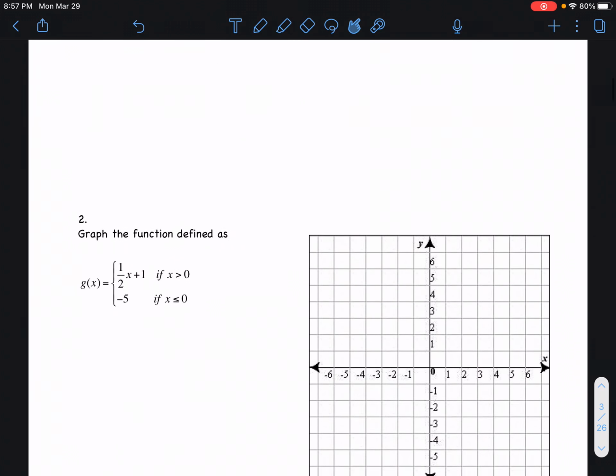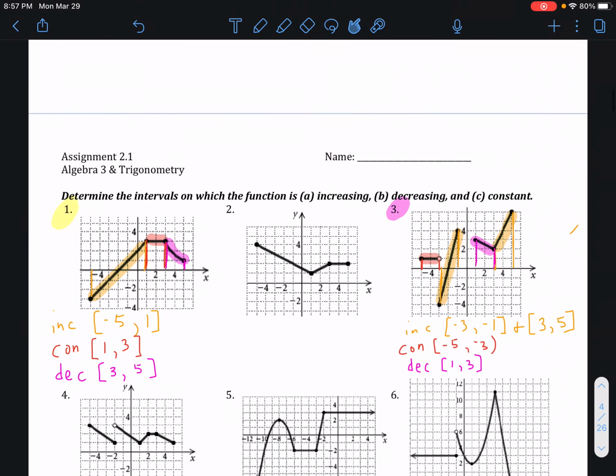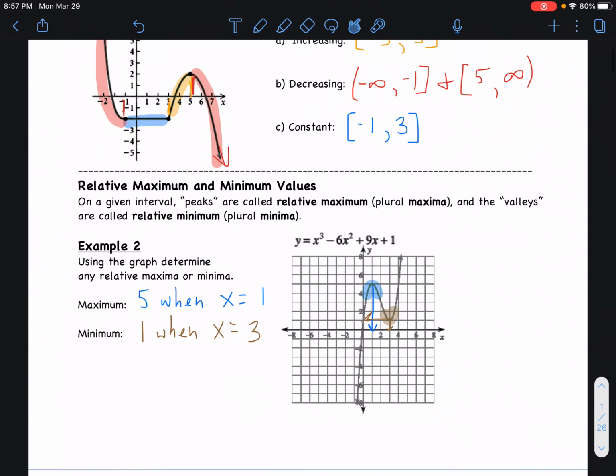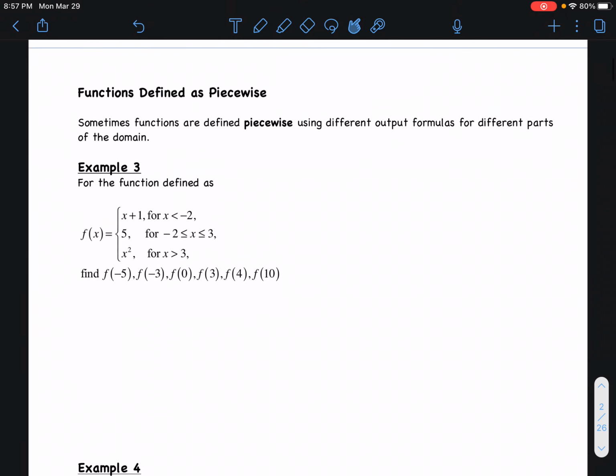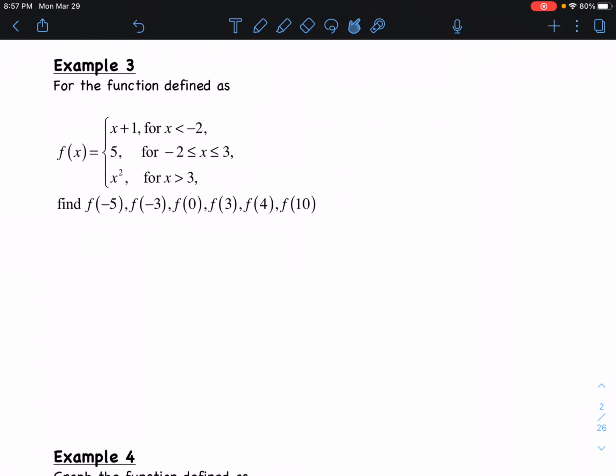Let me show you some other examples. Right here, these 6 guys are called piecewise functions. Let's find out where I left off right here. Functions defined as piecewise. Sometimes functions are defined piecewise using different output formulas for different parts of the domain. Again, this is going to seem like a foreign language here. Let me just break it down for you.